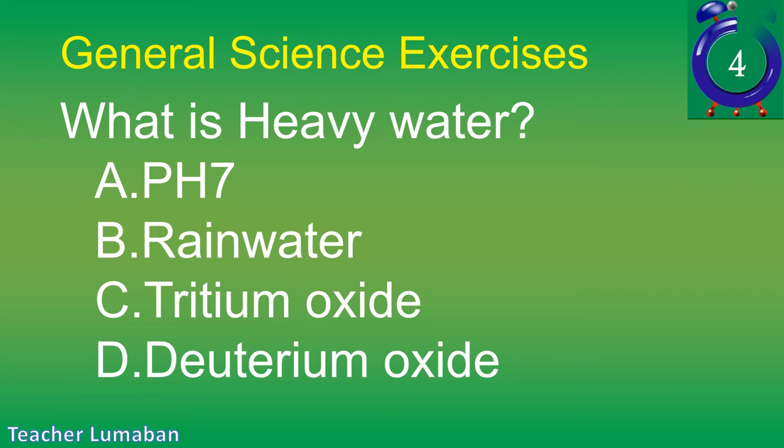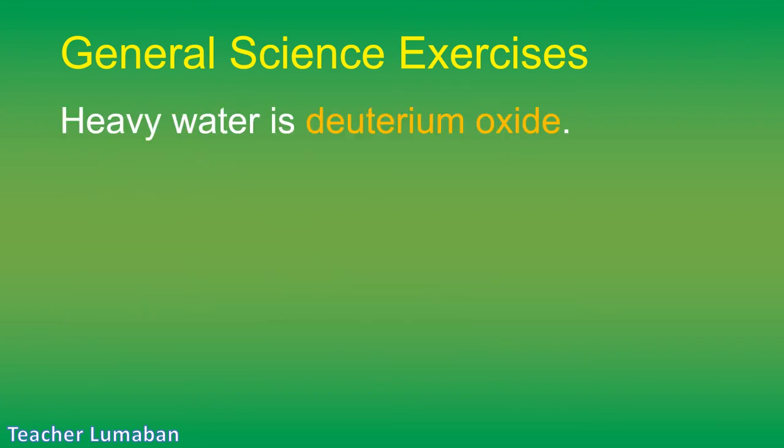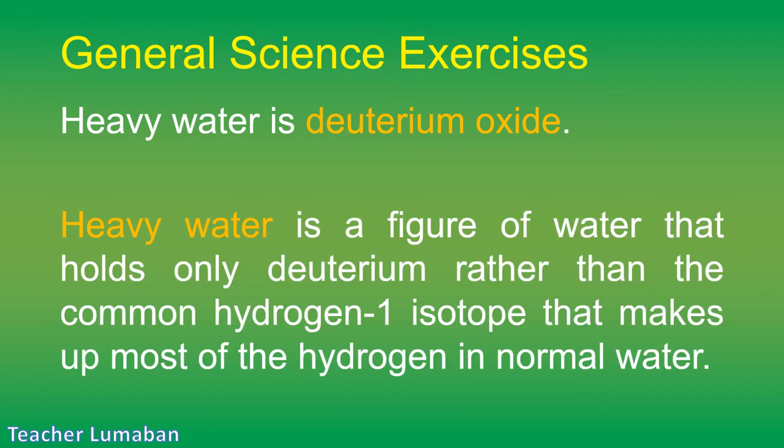5, 4, 3, 2, 1. The correct answer is letter D. Deuterium oxide. Heavy water is deuterium oxide. Heavy water is a form of water that holds only deuterium rather than the common hydrogen-1 isotope that makes up most of the hydrogen in normal water.